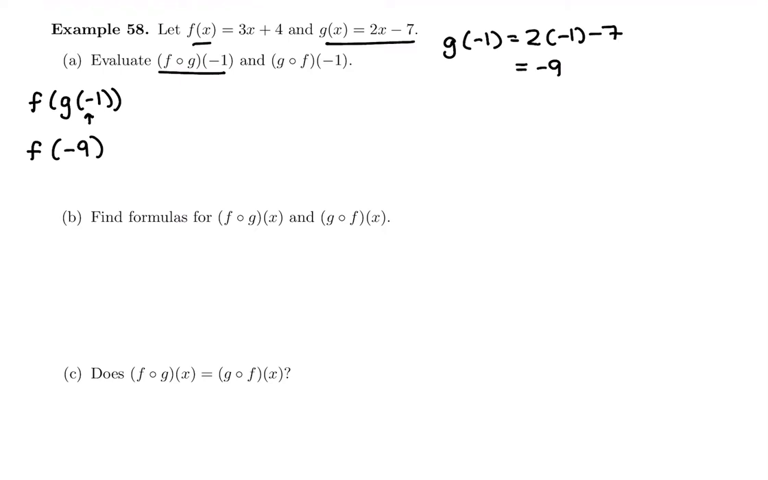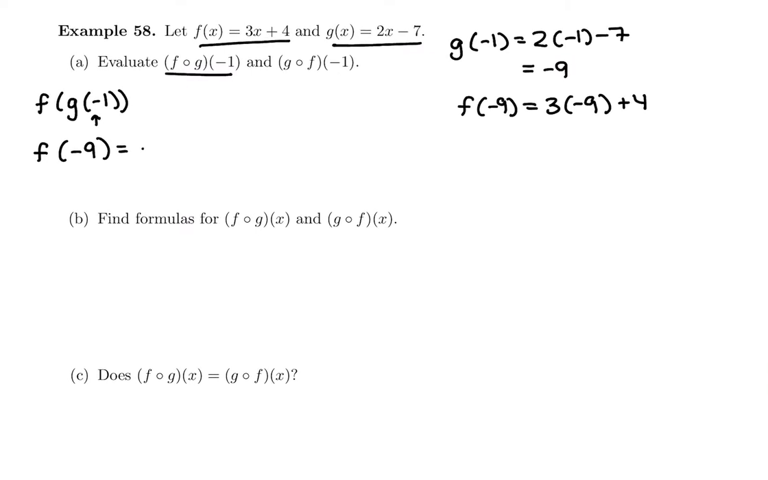And now I'm going to go into the function f of x and plug in negative 9. So I'm going to have 3 times negative 9 plus 4, which gives me negative 27 plus 4. I'm getting negative 23. So you plug into the inside piece first and then to the outside piece.